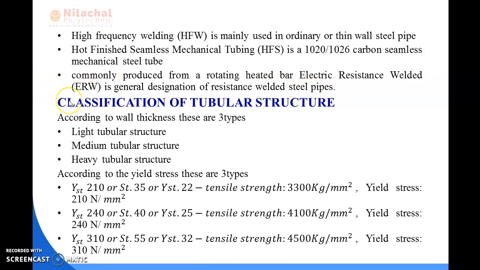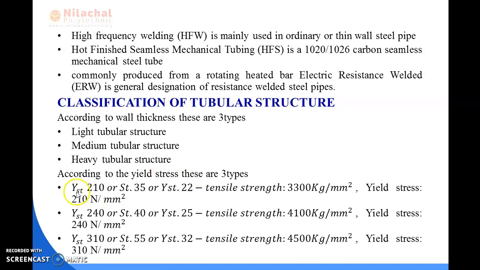Now we come to the classifications of the tubular structures. According to the wall thickness, the tubular structures are majorly divided into three types. The first one is the light tubular structure, the second is the medium tubular structure, and the third is the heavy tubular structure. Another categorization is according to the yield stress of the tubular structure, and according to yield stress these are also three types.